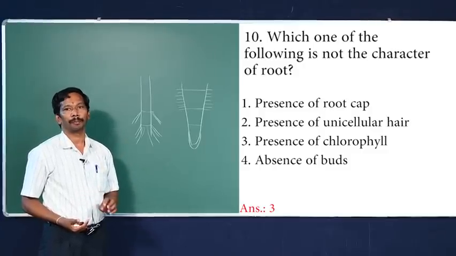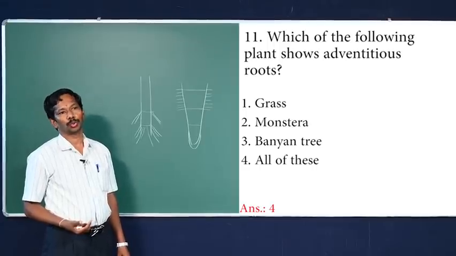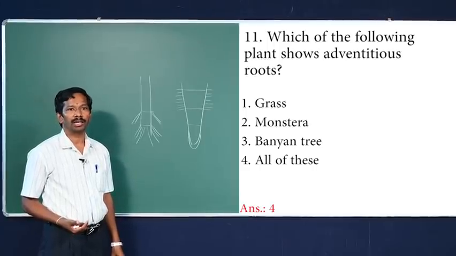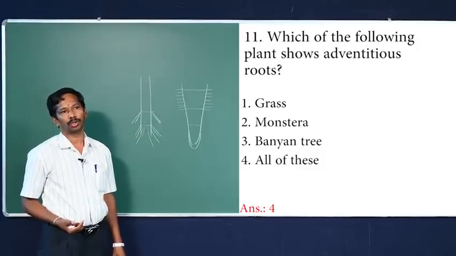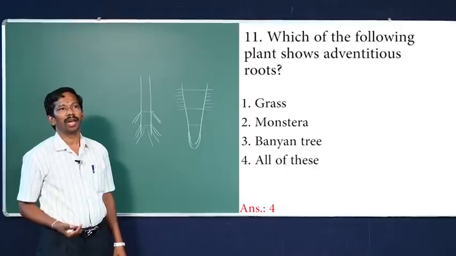So answer is 3. Which of the following plants shows adventitious roots? Answers are given: grass, monstera, banyan tree. Option 4, all these. Answer is 4, because all these plants are produced with adventitious roots.